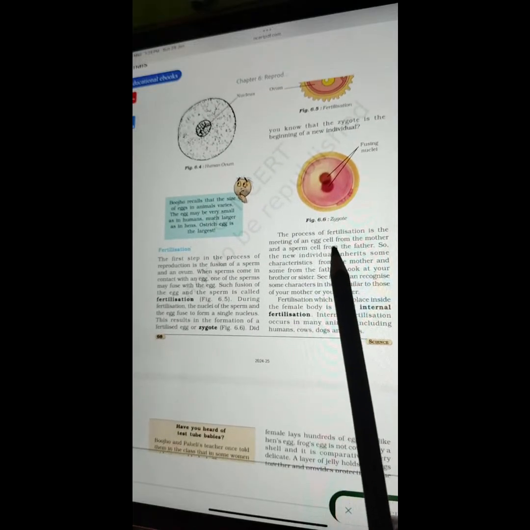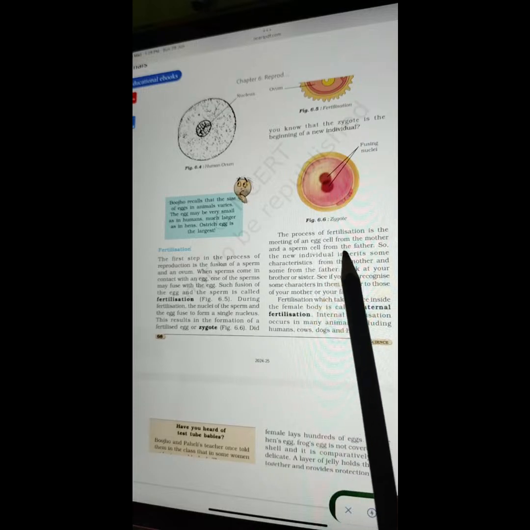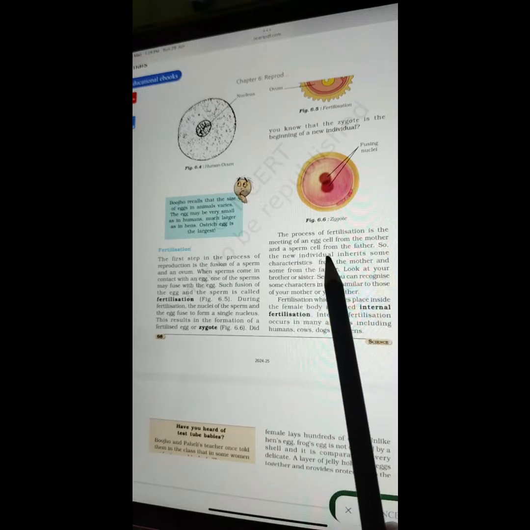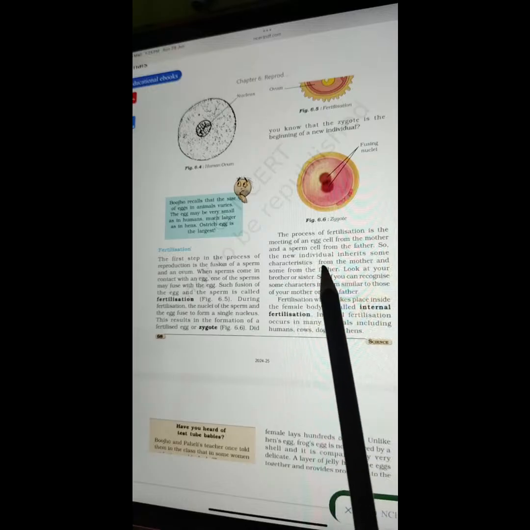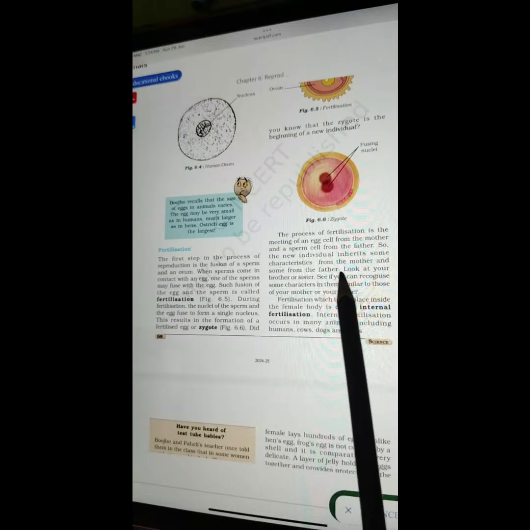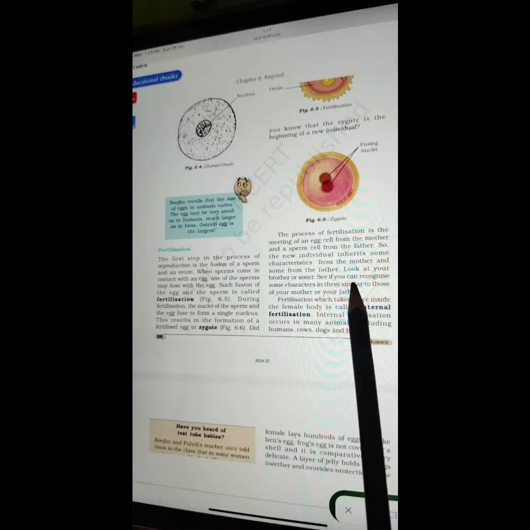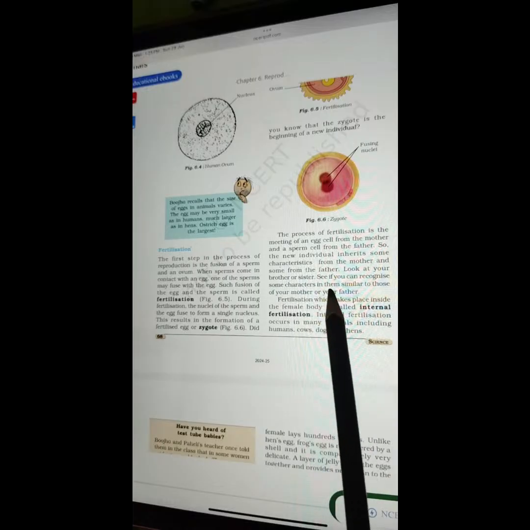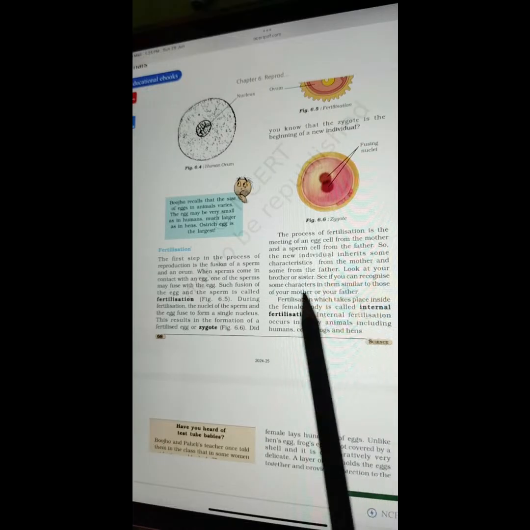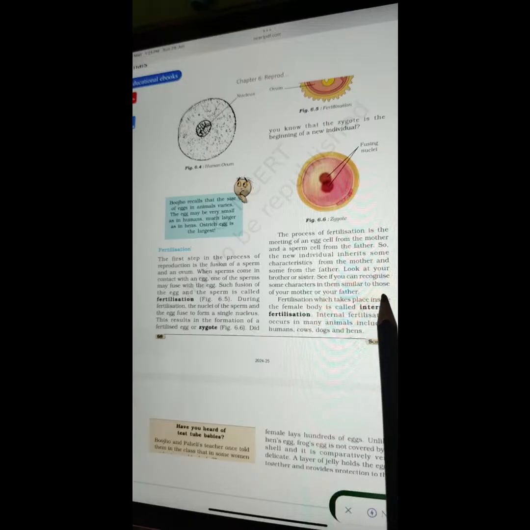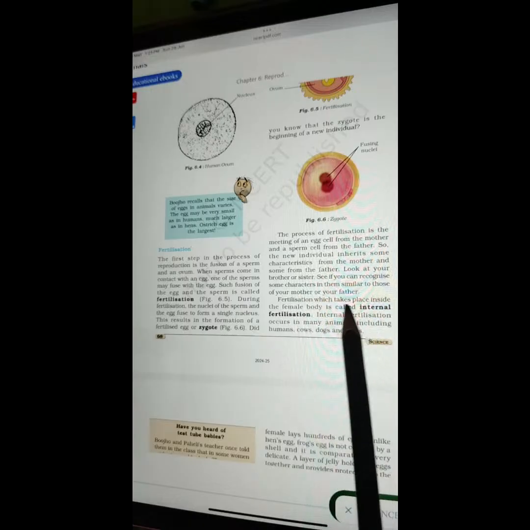The process of fertilization is the meeting of an egg cell from the mother and a sperm cell from the father. So the new generation inherits some characteristics from the mother and some from the father. Look at your brother or sister. See if you can recognize some characters in them similar to those of your mother or father.